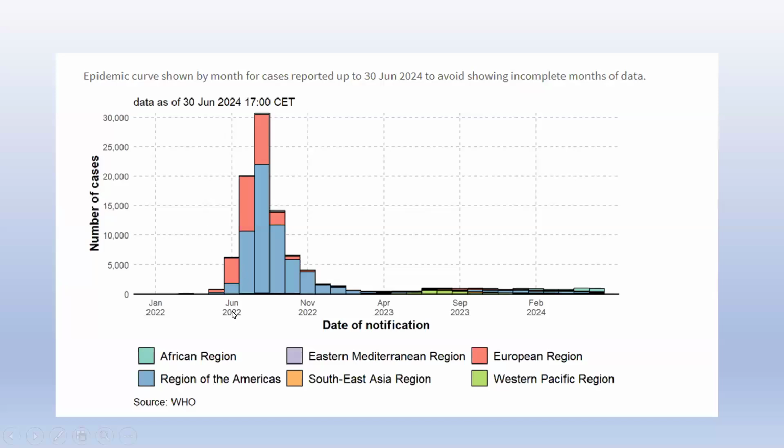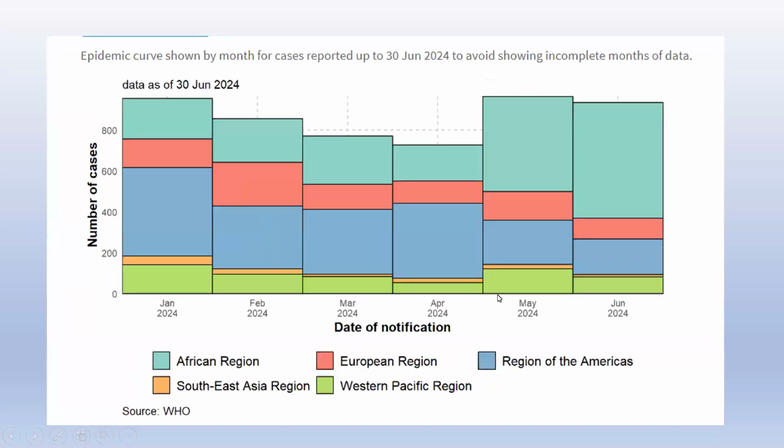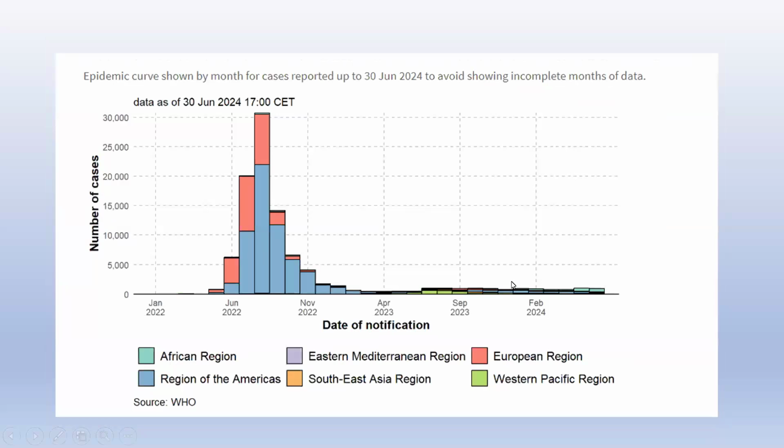You can see around June 2022 and November 2022, we had this outbreak that I was talking about, predominantly in the European region and the America region, caused by clade 2, mostly among men who have sex with men. And then there was a small break. And then right now, we are seeing an outbreak now dominantly in the African region.